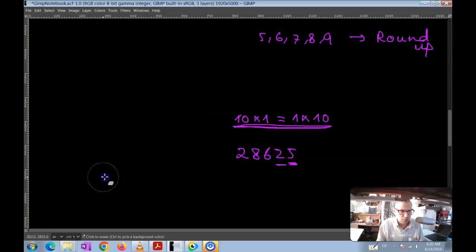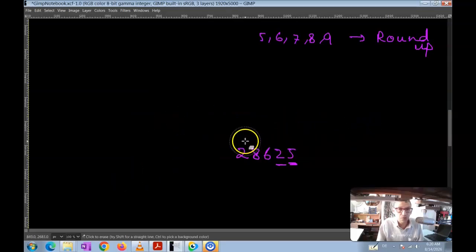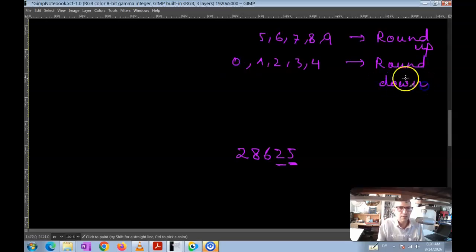You can use this as a rule everywhere, provided that you understand what you're doing. If you have any digits like 1, 2, 3, 4 and a 0, then you would round down. Now the digit is 5, and since the digit 5 is equidistant from both of the two numbers that you have, by convention you would round up.